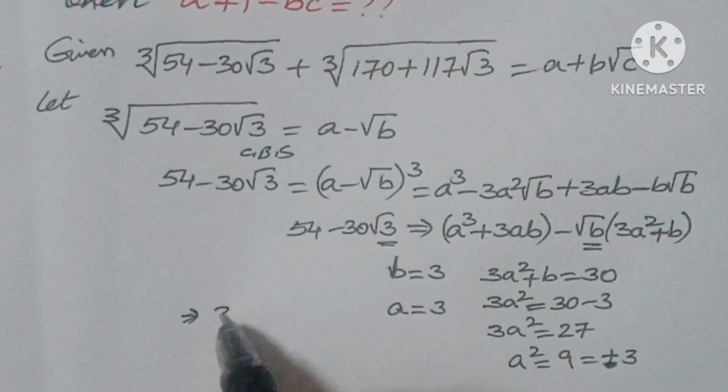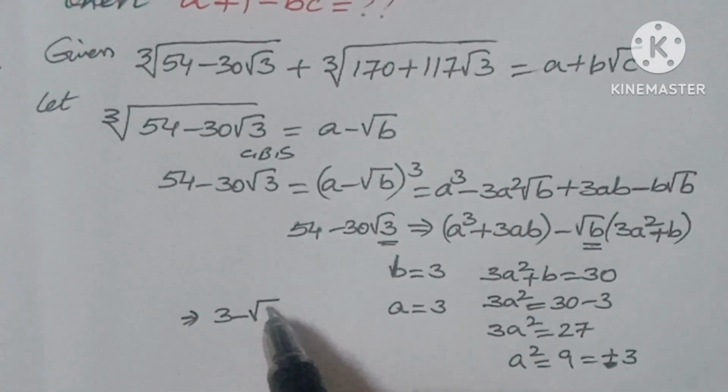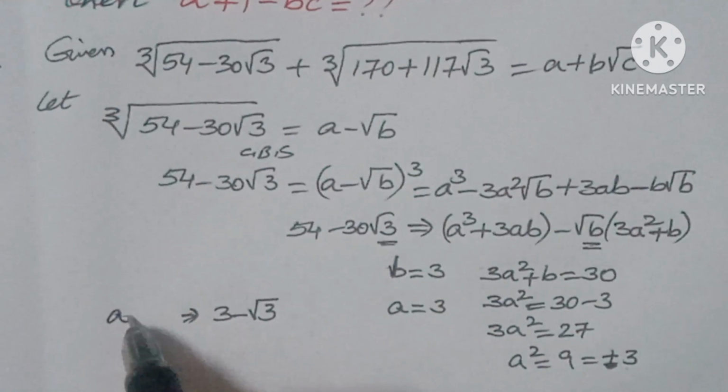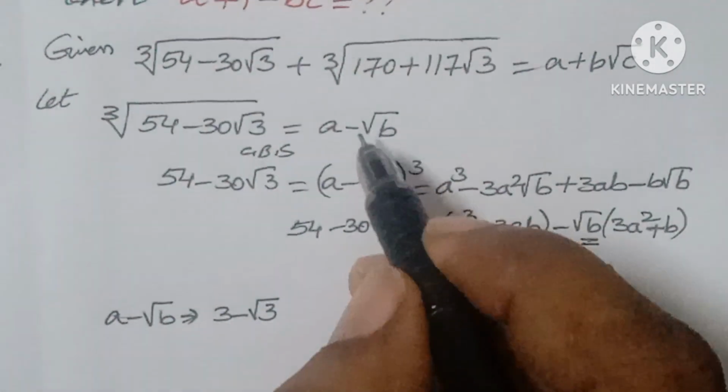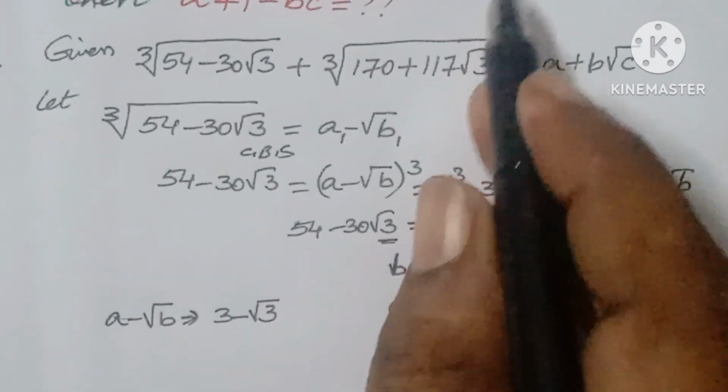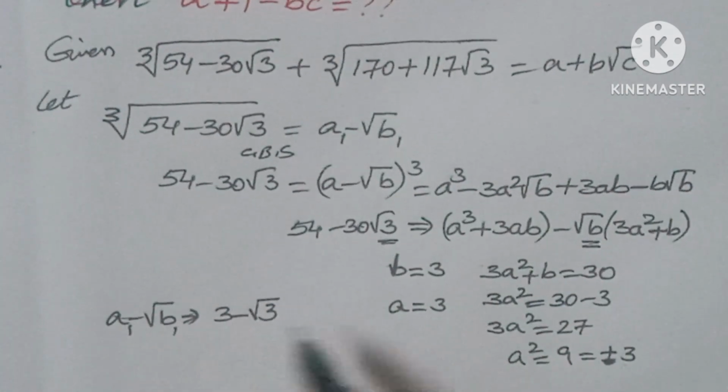Now this value is 3 minus root 3. a minus root b is equal to 3 minus root 3.